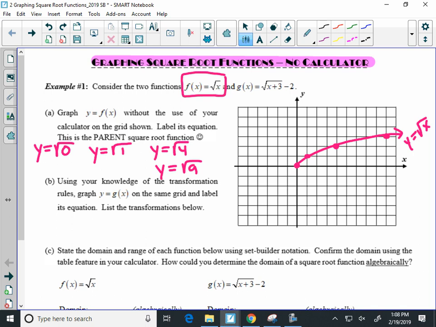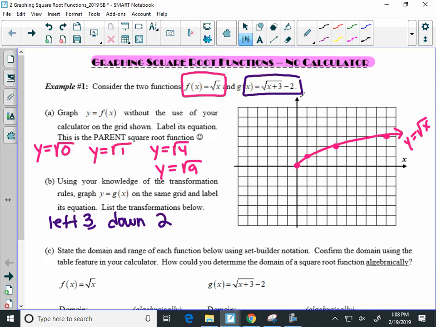Now what we're going to do is we're going to graph the second function, square root of x plus 3 minus 2, without using our calculator, but remembering our rules from a couple units ago. What does the plus 3 under the square root do to the graph? Left. So we're going to take that pink graph and we're going to move it left 3. And what about the minus 2 on the outside? Down 2. Right. They're going to start coming back today.